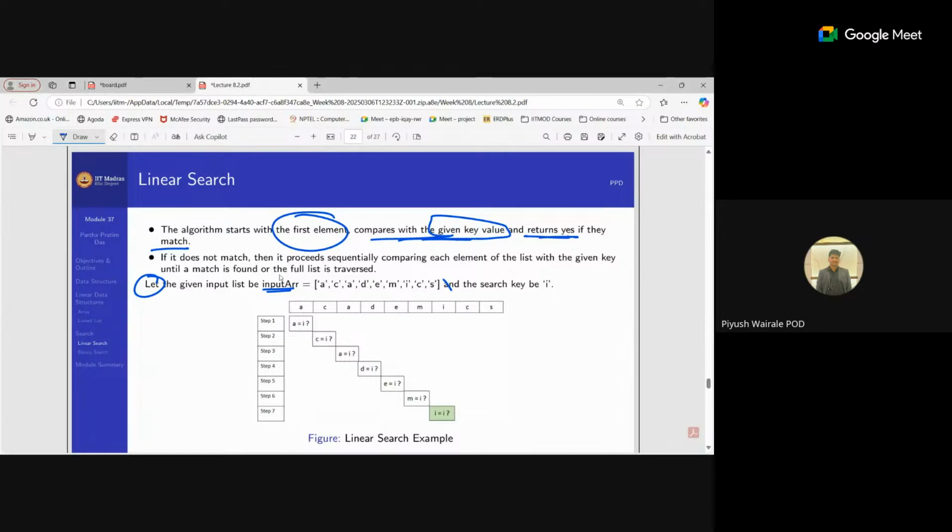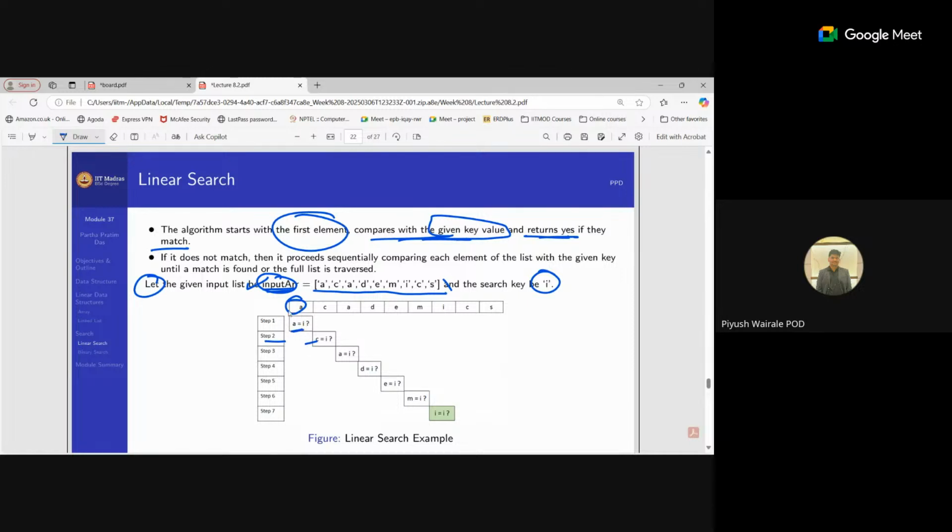Okay, so here you can see we have an input array, stored in the form of this array. Then we want to find out whether I is present in this particular array or not. So same thing we are following here. In step one, we are comparing whether this particular element is equal to I or not. If it is not, then we go to the next one like that.